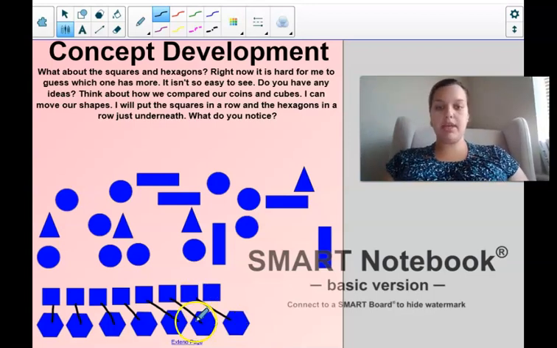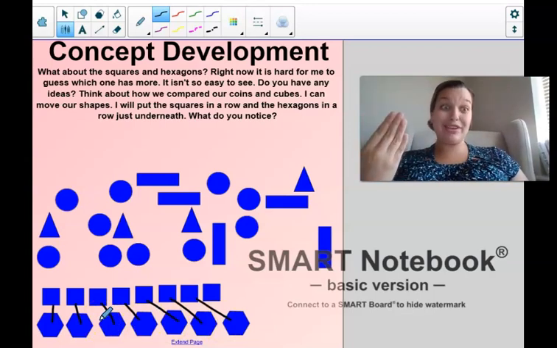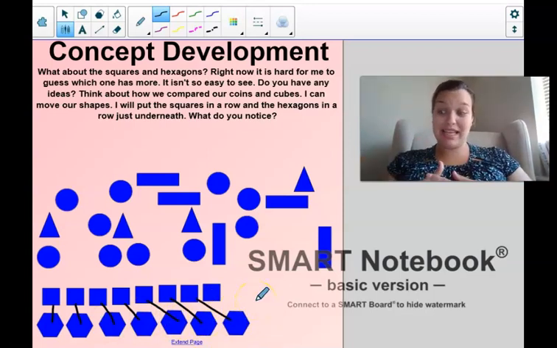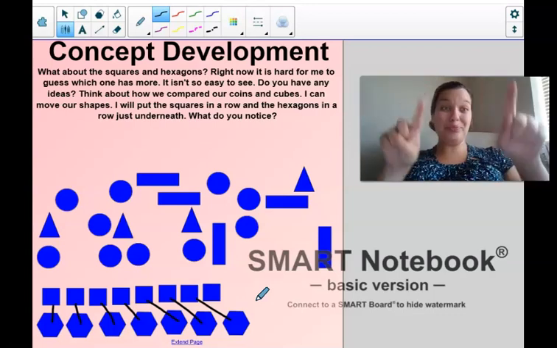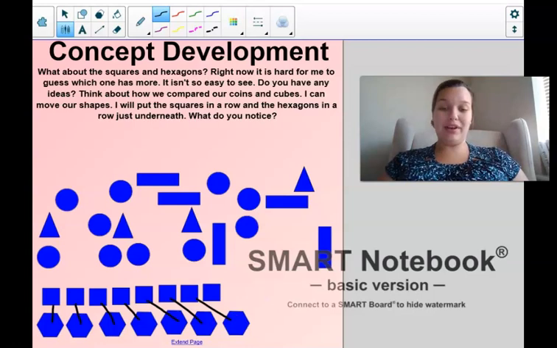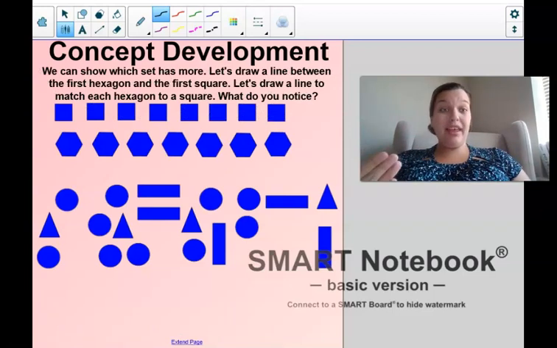Phew, good thing I did that, because look at, do we have more squares or more hexagons? We actually have more squares, and I thought we were going to have more hexagons or they were going to be the same. So I am so glad that we drew our lines. So do we have more squares or more hexagons? More squares. How many more? One more. Awesome. Okay. They said we should do the same thing. So we're going to do a line from our first square to our first hexagon.